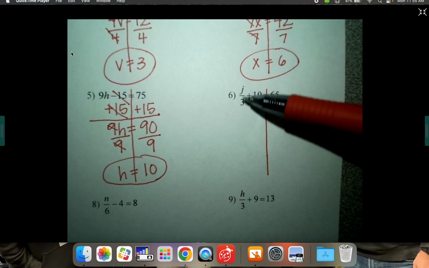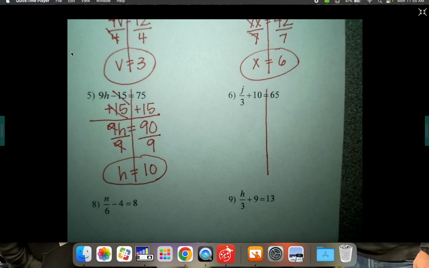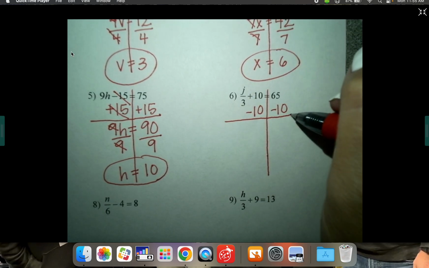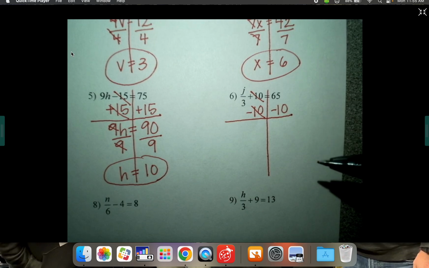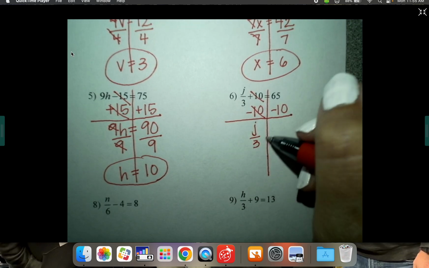Keep j and 3 together for now. Let's get rid of the plus 10, which is our constant. Let's do that by subtracting 10 on both sides. They cancel out on the left, and we're going to bring down our j over 3.